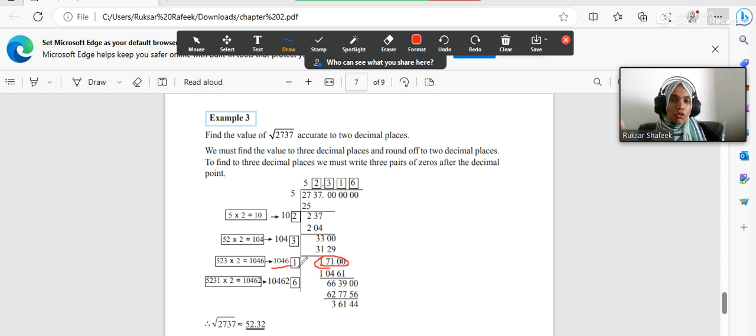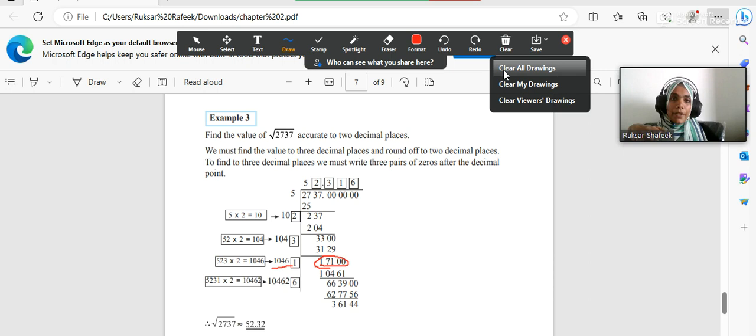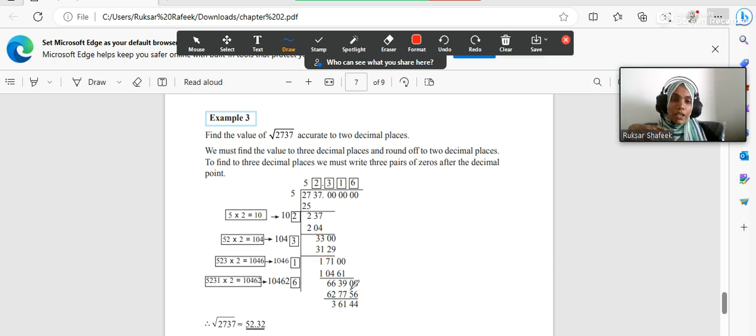Even if I put this as 2, 10,462 times 2 would be more than that. It will give me somewhere around 20,000. So I know that I can't go beyond that, so I can just stop with the 1 itself. So I put the 1 here, put the 1 here, and do the subtraction. And when I do the subtraction, I get 6639, 66 and then 39 here.